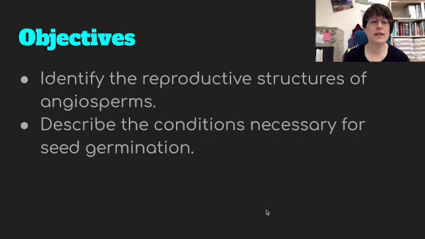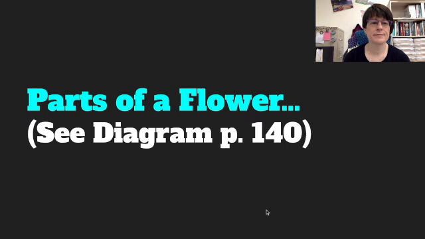So our objectives today are to identify the reproductive structures of angiosperms and describe the conditions necessary for seed germination. So let's first take a look at the parts of a flower, and you'll find this diagram in your book on page 140.